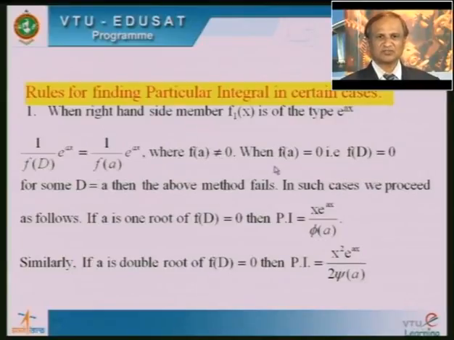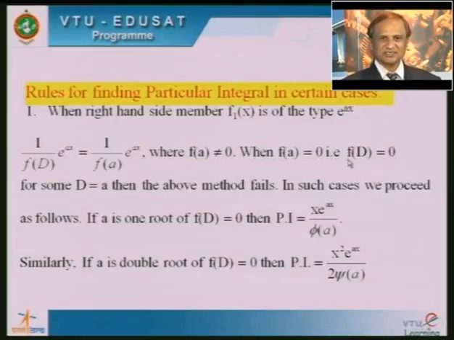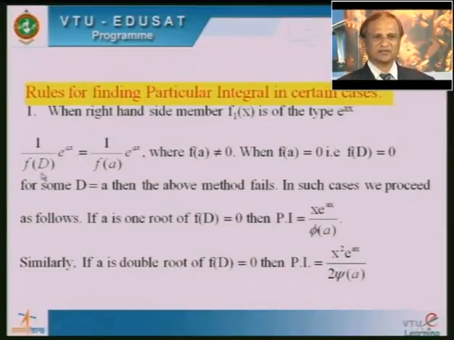If it is not equal to 0, right? But suppose f of a is equal to 0, that is, f of D is equal to 0 for some D equal to a. In that case the above method fails. It is a very simple concept. First, for e raised to ax, 1 upon f of D e raised to ax, I have to replace D by a and verify whether f of a is equal to 0 or not. Suppose f of a is equal to 0, then this case fails.